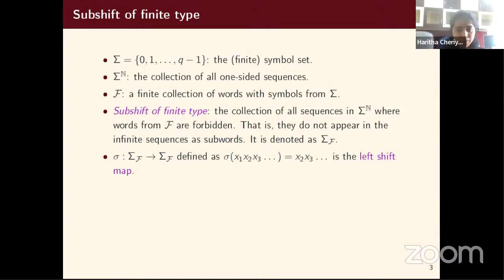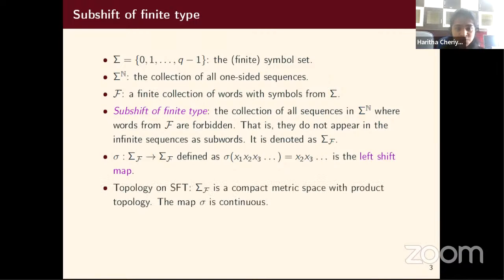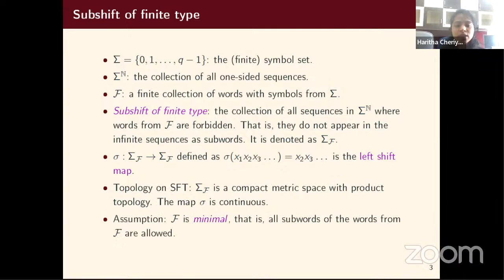And there is a map defined on the space, which is called the left shift map, which is obtained by omitting the first entry of the sequence. And the space is a topological space. It's a compact metric space with respect to the product topology, and the map sigma is continuous. And we make a small assumption, which is that the collection F is minimal. That means all subwords of the words from F are allowed. And we can always do this without loss of generality.